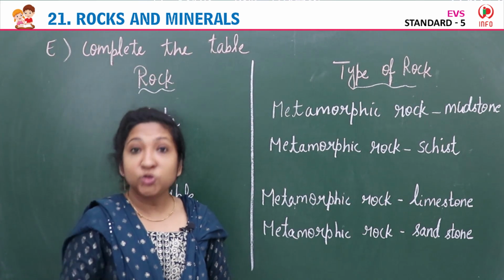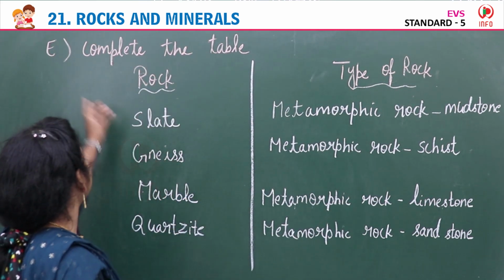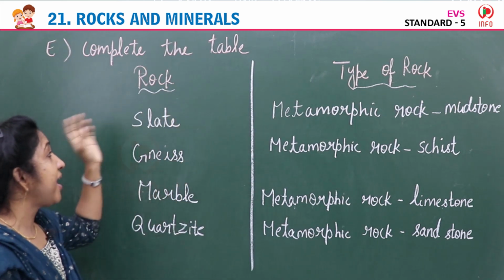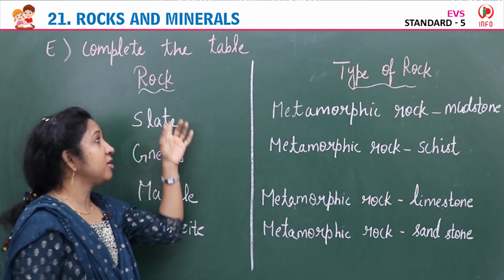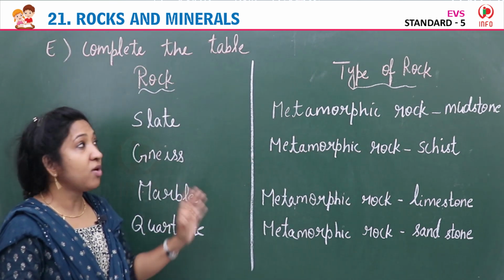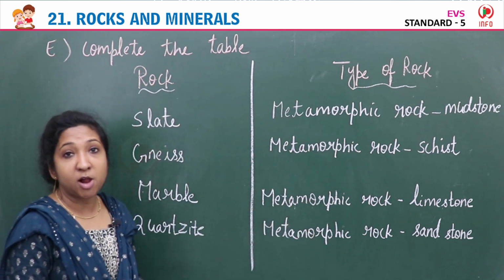Children, so coming to the next question. Exercise E, complete the table. So here in the table they have given two columns, rock and type of rock. Rock names they have given already. You have to write which types they belong to.